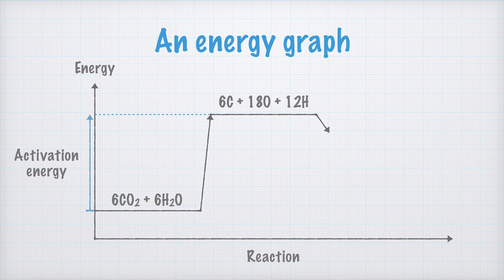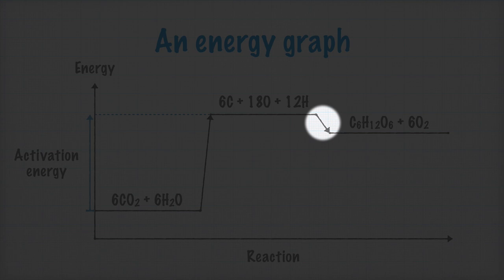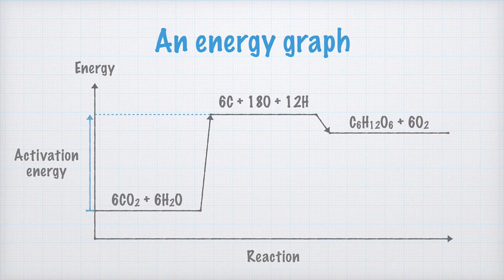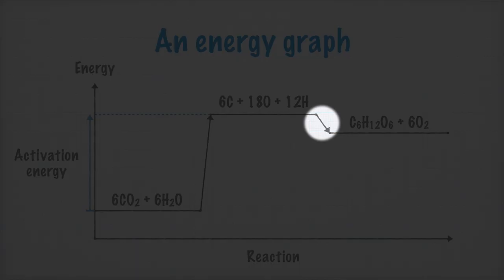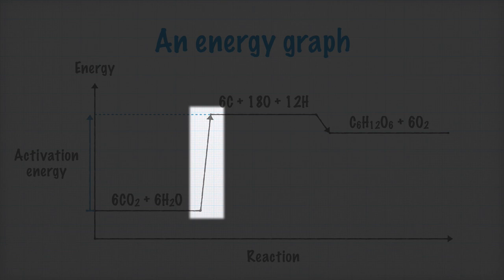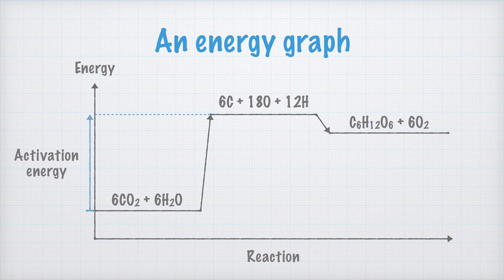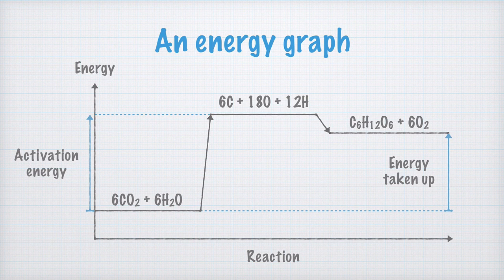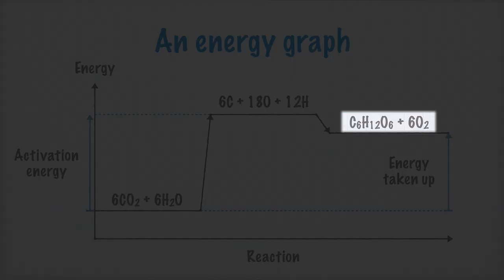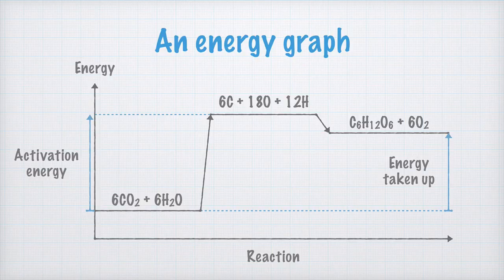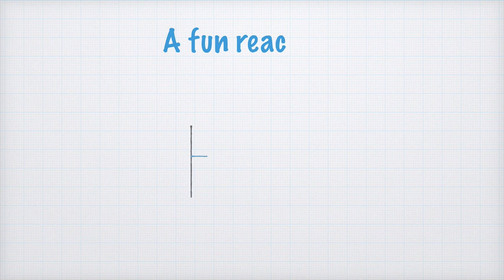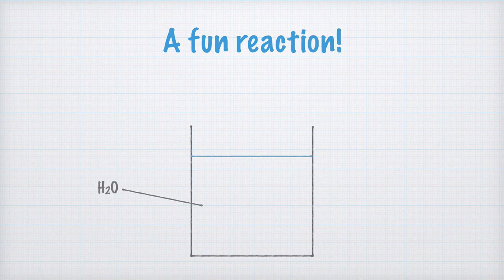Anyway, when the glucose and oxygen molecules form, new bonds are formed and some energy is released. In this case though, much less energy is released than was initially absorbed. In total, quite a fair amount of the energy in the sunlight is absorbed and stored chemically in the glucose and the oxygen molecules. Now, I'll show you 2 fun reactions that are quite easy to demonstrate in the classroom.